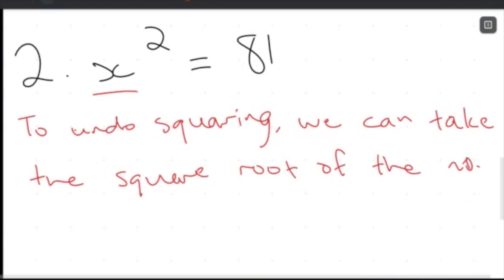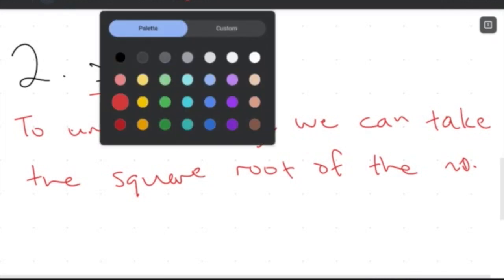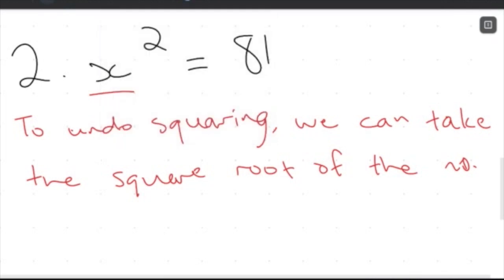So what's important here is I'm going to take the square root of this, but with equations, because of this balancing act, this scale analogy I used before, what we do to one side, we have to do to the other side. So I'm going to take the square root of both sides. I'm going to take the square root of this one and the square root of this one.